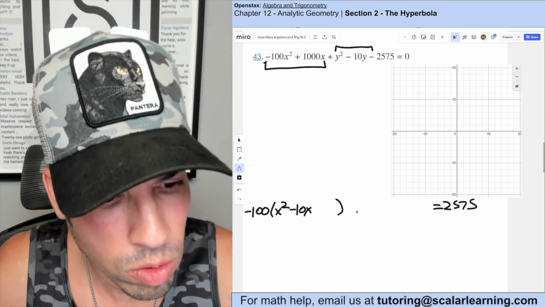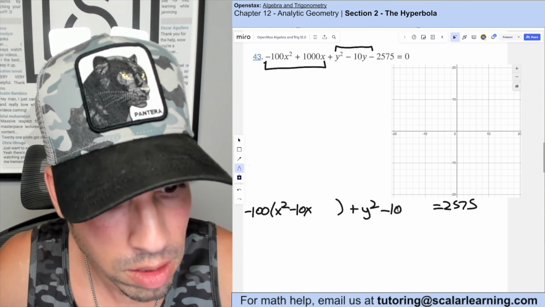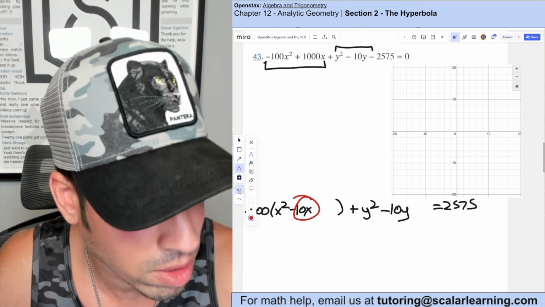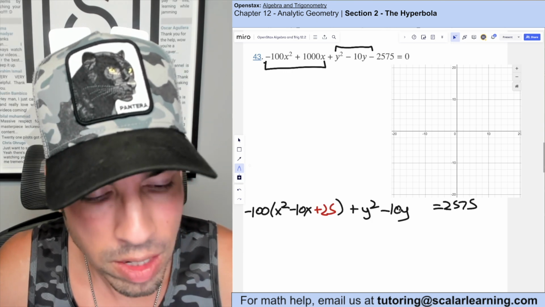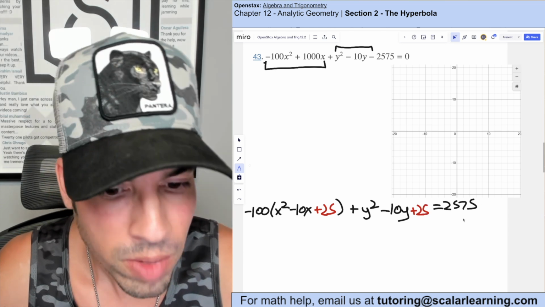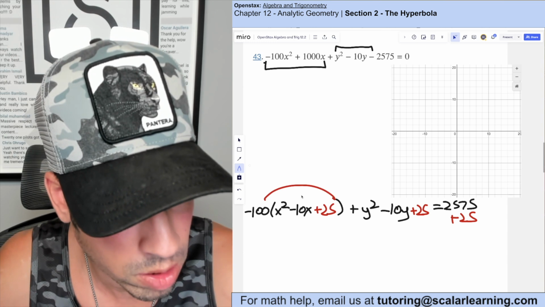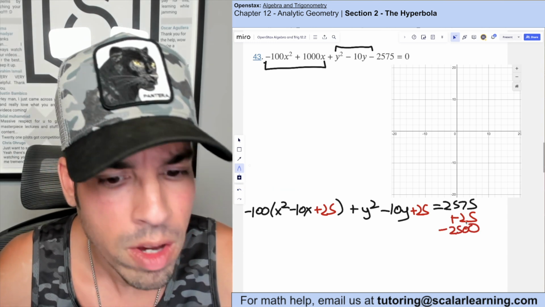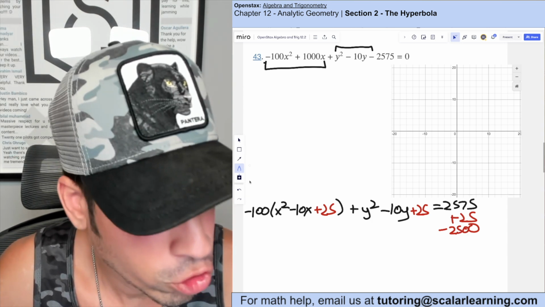And then for the y, there is no leading coefficient, which is nice, so we can just say y squared minus 10y. Okay, now we're going to complete the square, and we're going to do that by taking half of this and squaring it, which is negative 5 squared is 25. And here's again negative 5 squared, which is 25. And then we have to add this 25 over here, but remembering that this 25 is really times negative 100, which is negative 2500. And then when you combine everything, you get 2600 minus 2500, which is 100.